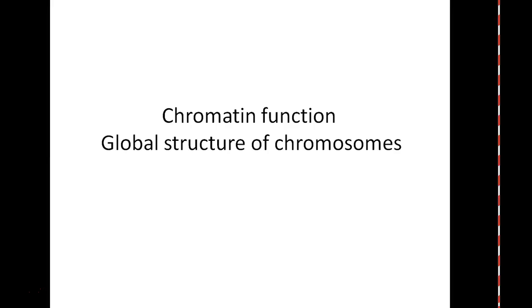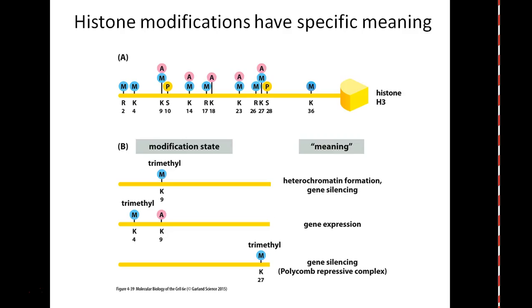And now we're going to focus on the chromatin function and also the global structure of chromosomes. So I've showed you that histone tails can be modified and that these modifications are like writing a specific message or a specific code. So there is a hidden meaning in all of this. We don't exactly know what it all means, but a lot of labs are trying to figure it out. And we know a little bit.